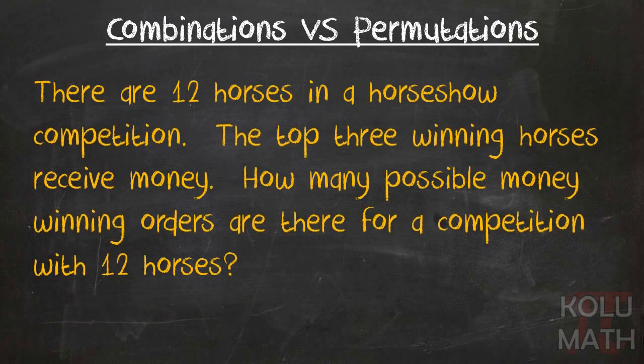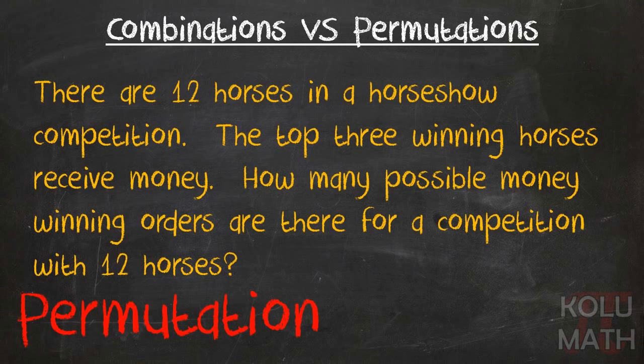Let's take a look at another one. There are 12 horses in a horse show competition. The top 3 winning horses receive money. How many possible money-winning orders are there for a competition with 12 horses? Does it matter what position you get in a competition like that? Yeah, if you're in first place, you're going to win more money. So order does matter. We've got what's called a permutation.